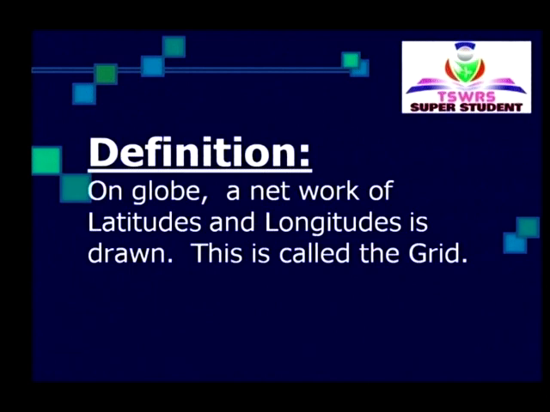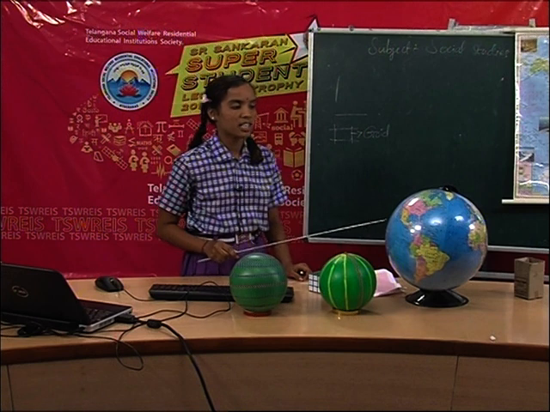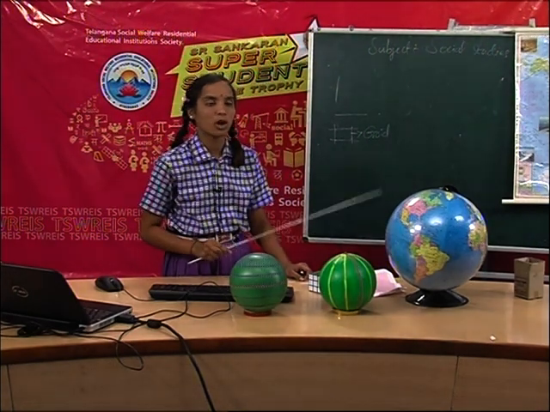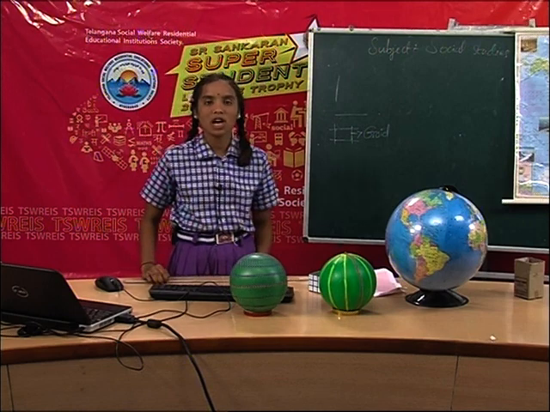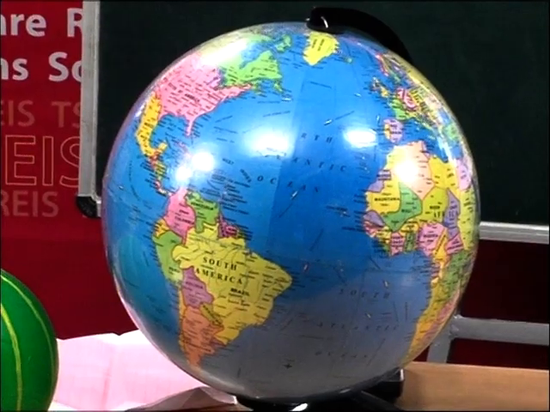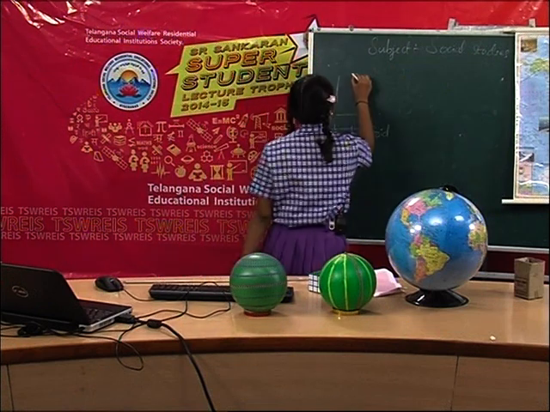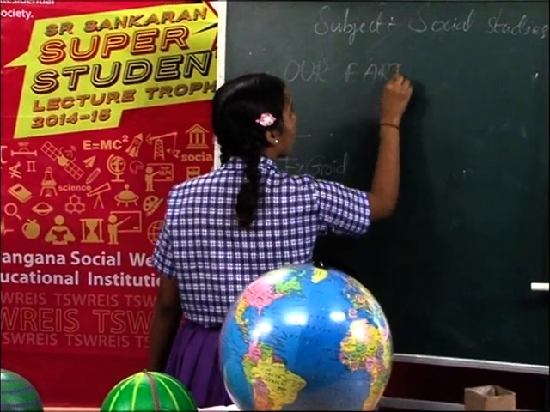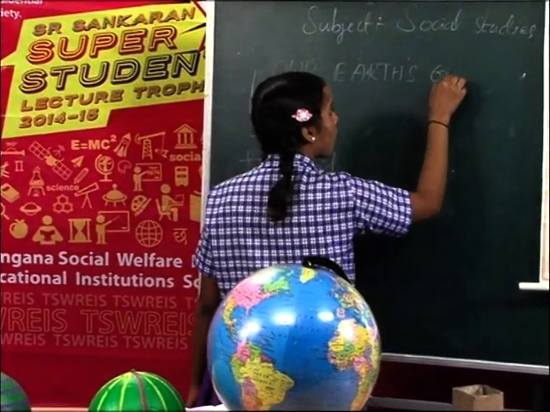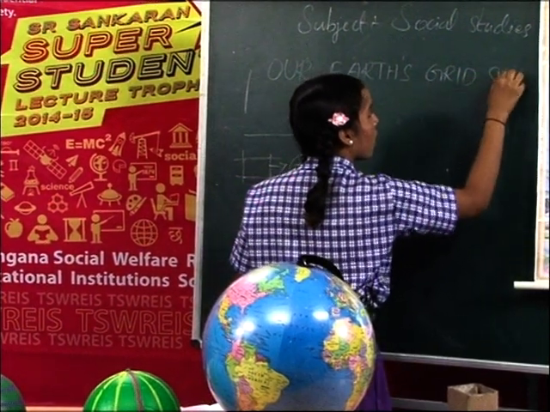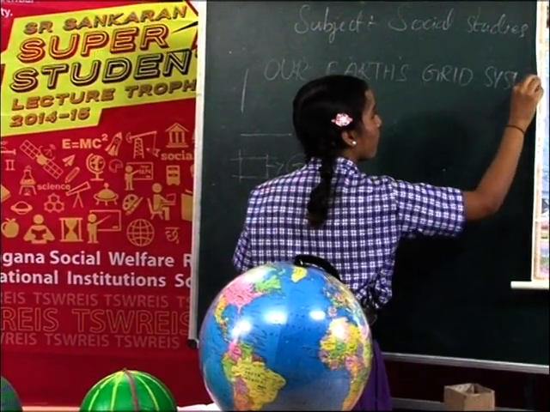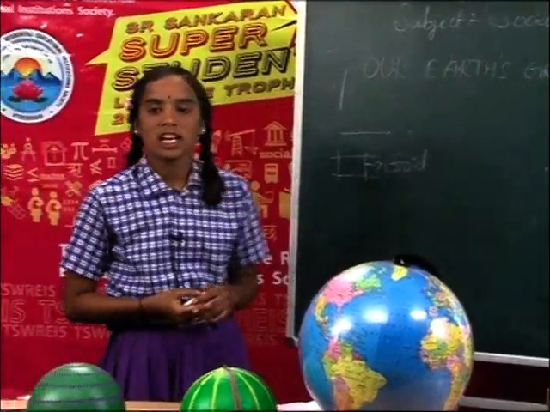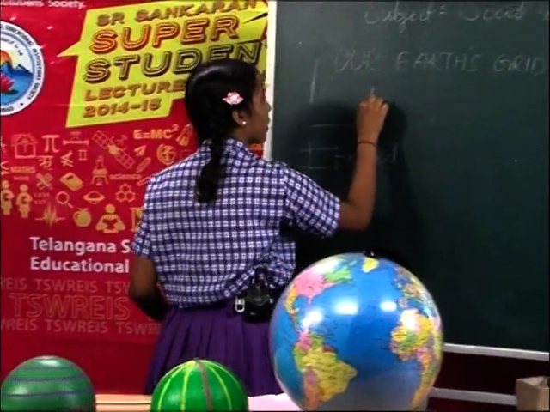And friends, on this globe these two sets of crisscross lines in such a way that they make a virtual network on the face of the globe. And here these two sets of crisscross lines are called grids. Okay friends, today we are going to discuss about our Earth's grid system. In that, let us know clearly about latitudes.